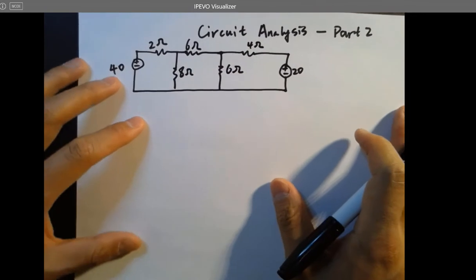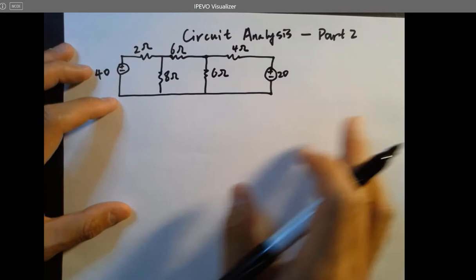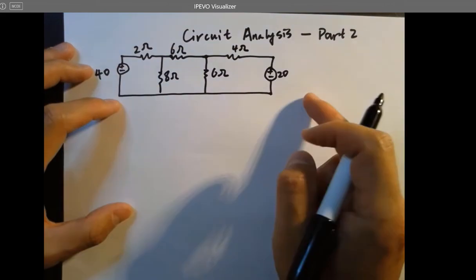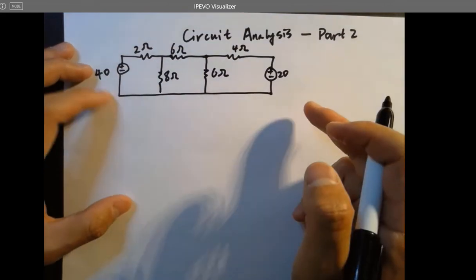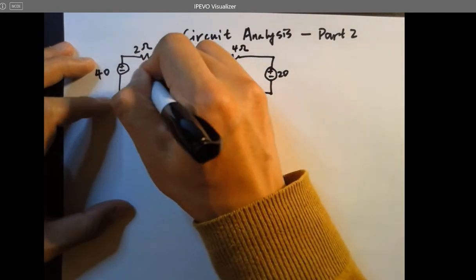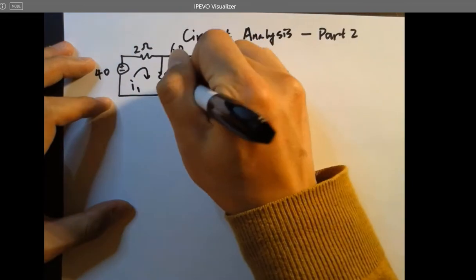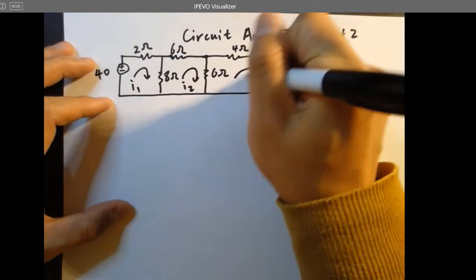So first, based on what we learned in the past, we know KVL, we know the mesh current method. So let's just draw all the mesh currents first. Let's assume this is I1, this is I2, this is I3.